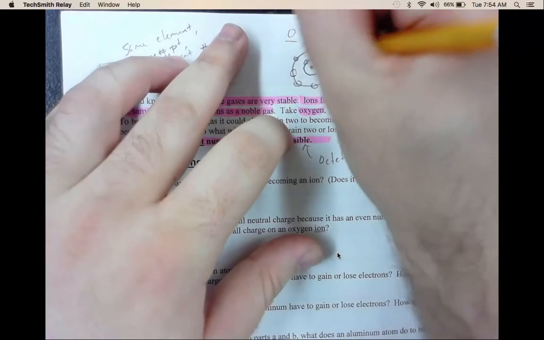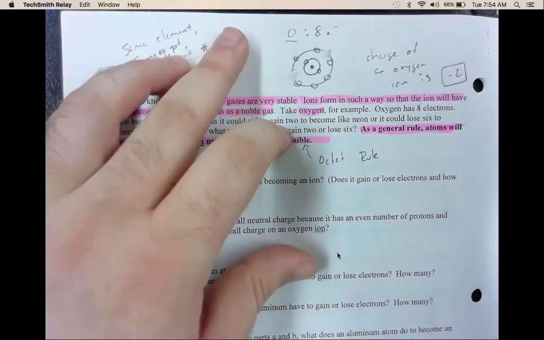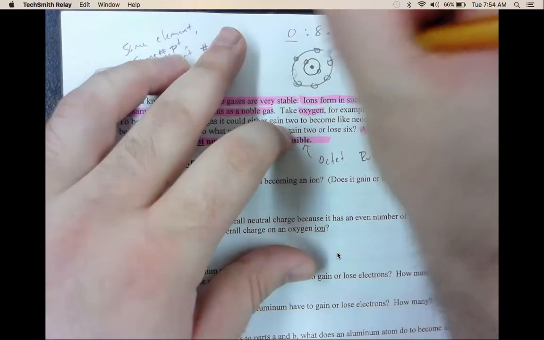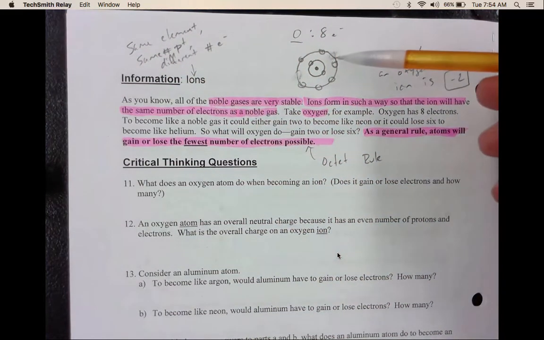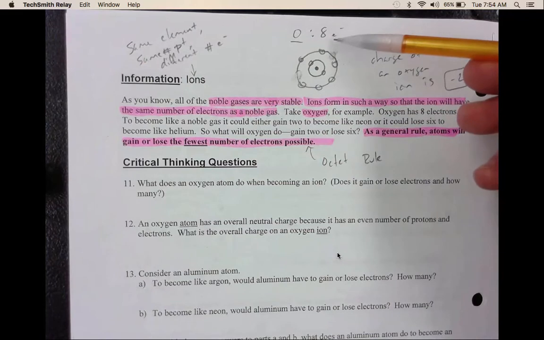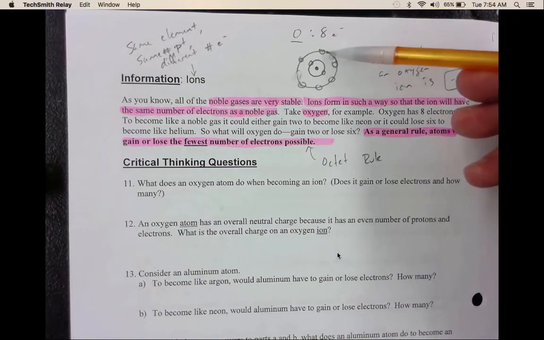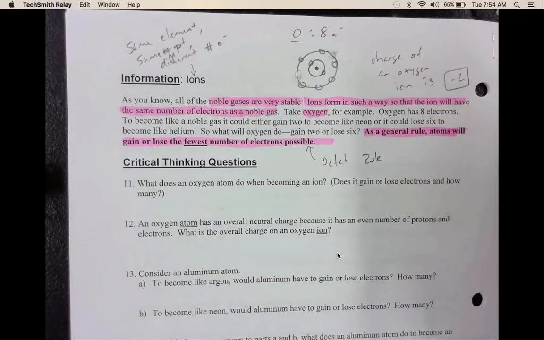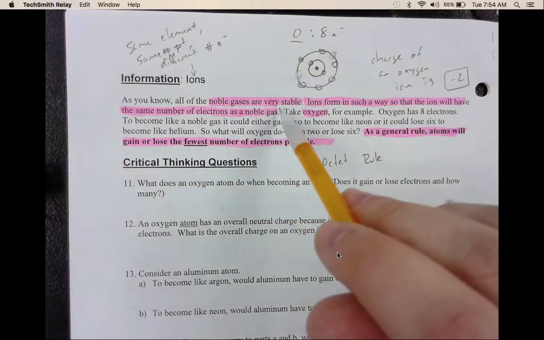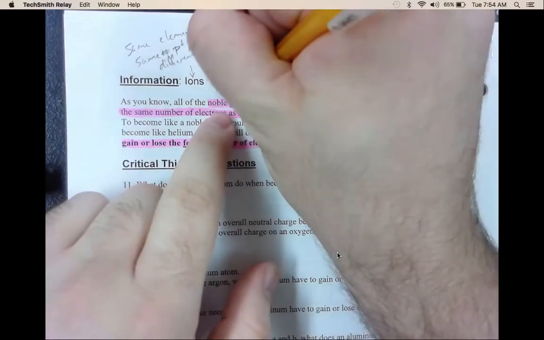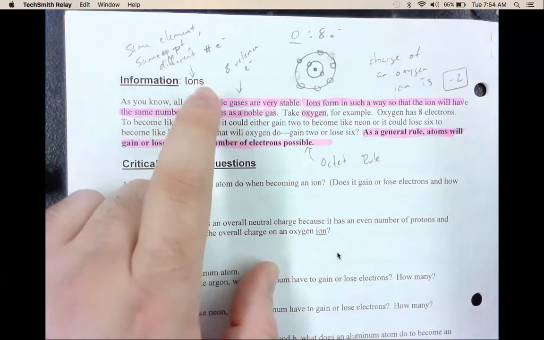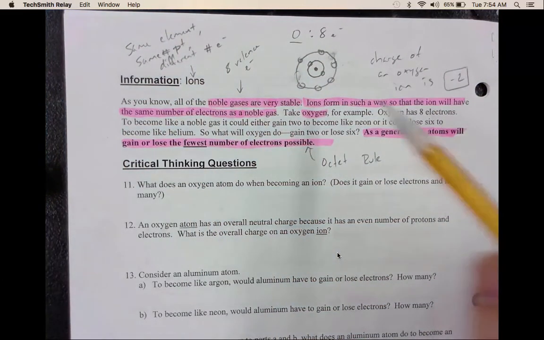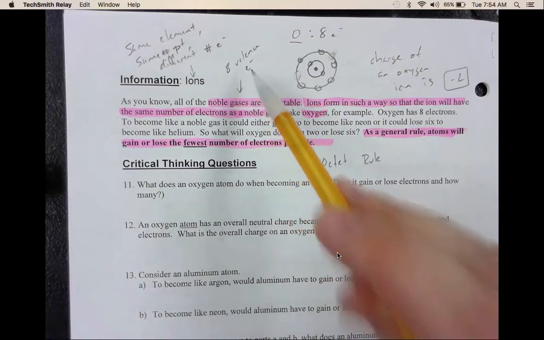Let me erase these real quick. So, we're right now looking at a Bohr diagram of oxygen. Oxygen has 8 electrons, so we have 2 in the first, 6 in the second. We know that noble gases are very stable. Noble gases have 8 valence electrons. Every element, every ion wants to form 8 valence electrons.